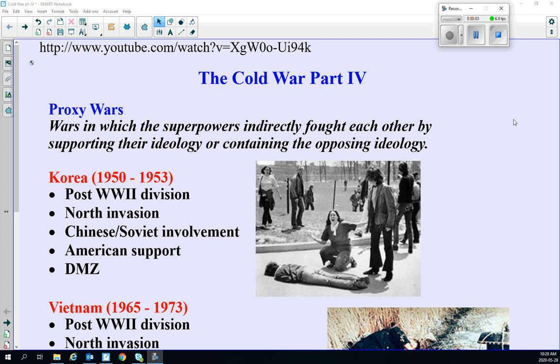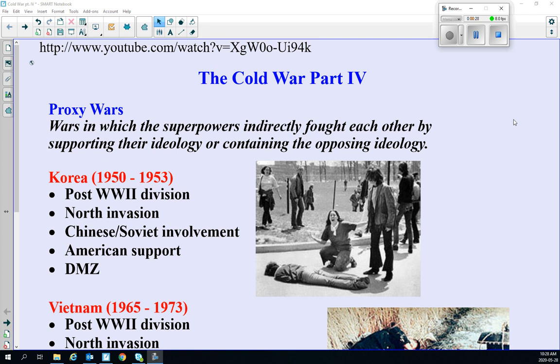Social Studies 30-1 here. Moving into Cold War Part 4. I'm actually going to divide this lesson into two different parts. So this is the Cold War Part 4A, and then the next class we'll look at Cold War Part 4B. Maybe I should have just called them 4 and 5, but we'll worry about that next time. Today's topic is a look at what are known as proxy wars.